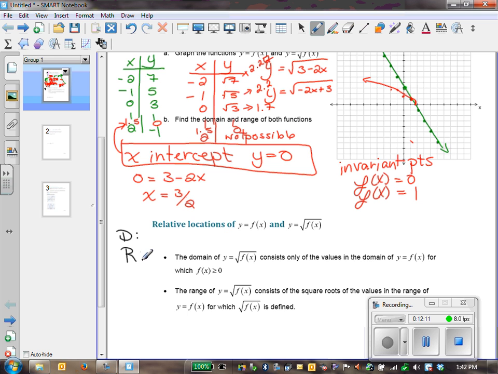Domain and range of the original function f of x. So the line. Both. Negative infinity, positive infinity. Range? Negative infinity, positive infinity. Do you feel smarter now? So what would be the domain and range of the radical graph? So the domain is going to be negative infinity to positive 1.5.